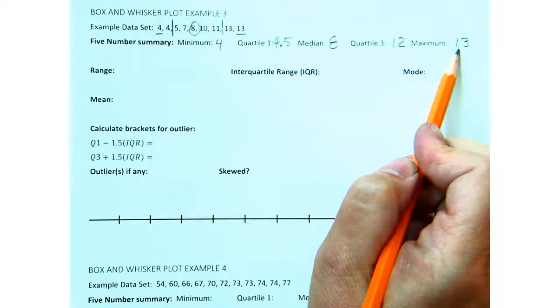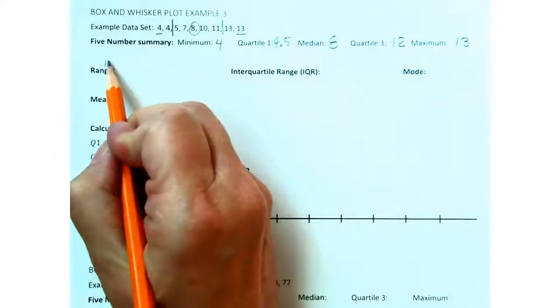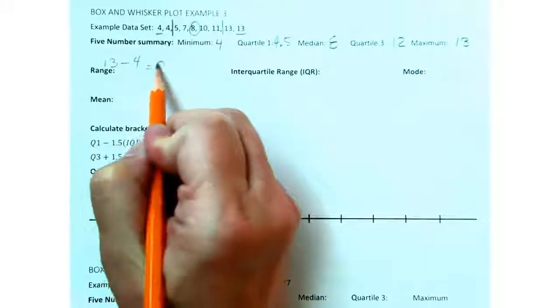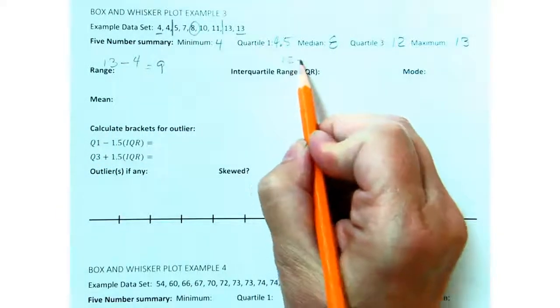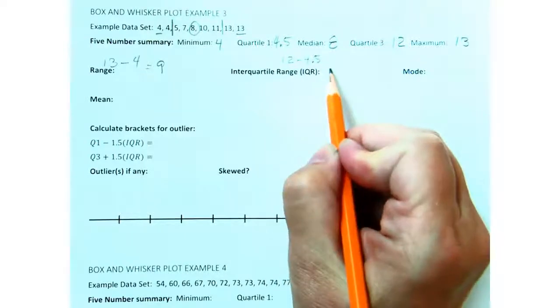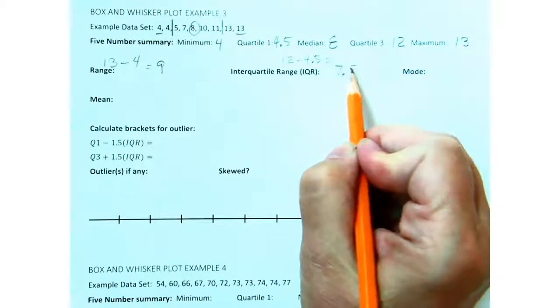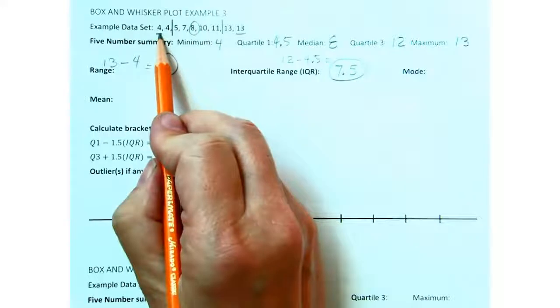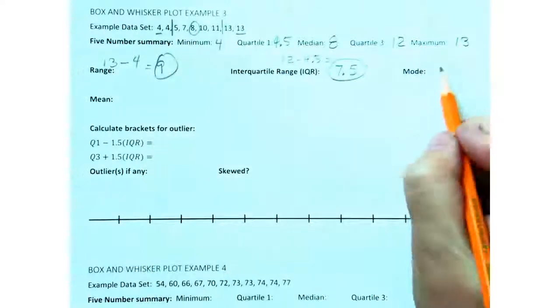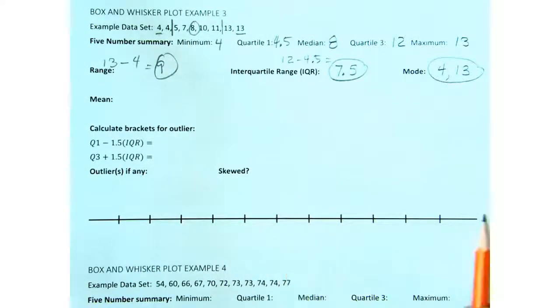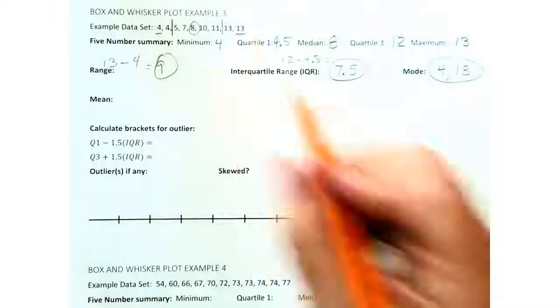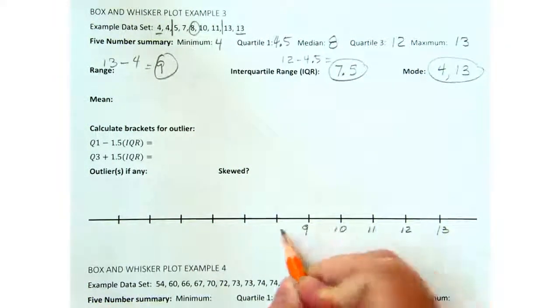Now that you have tried it, check your work. The range is 13 minus 4, or 9. The interquartile range is 12 minus 4.5, or 7.5. The modes are 4 and 13. I chose an interval of 1 for the number line since all the numbers fit easily.